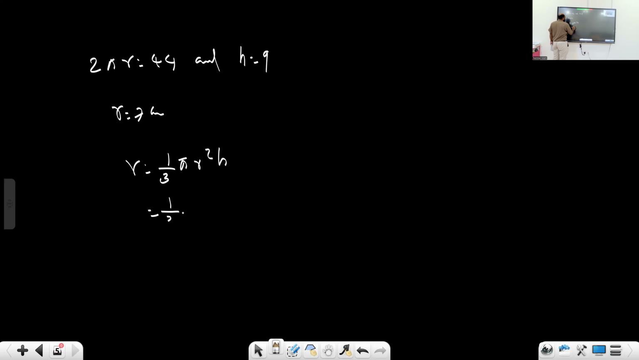Simplify. 22 by 7, 7 into 7 into 9. Cancellation, 3. 22 into 21 will come, and that will be your answer: 462. 462 centimeter cube is the volume.